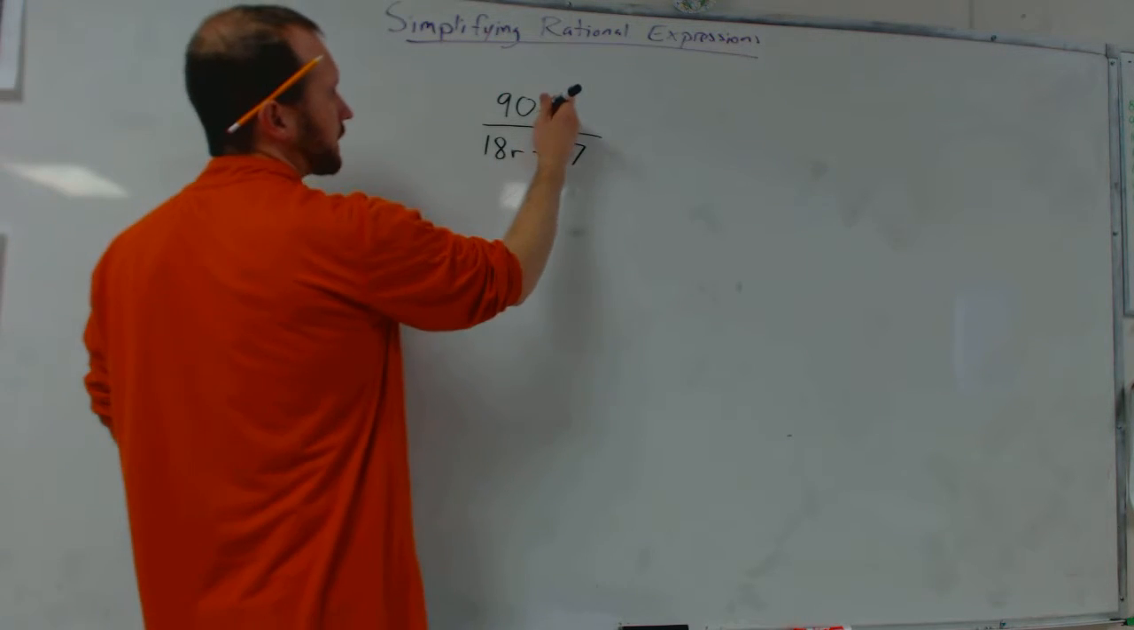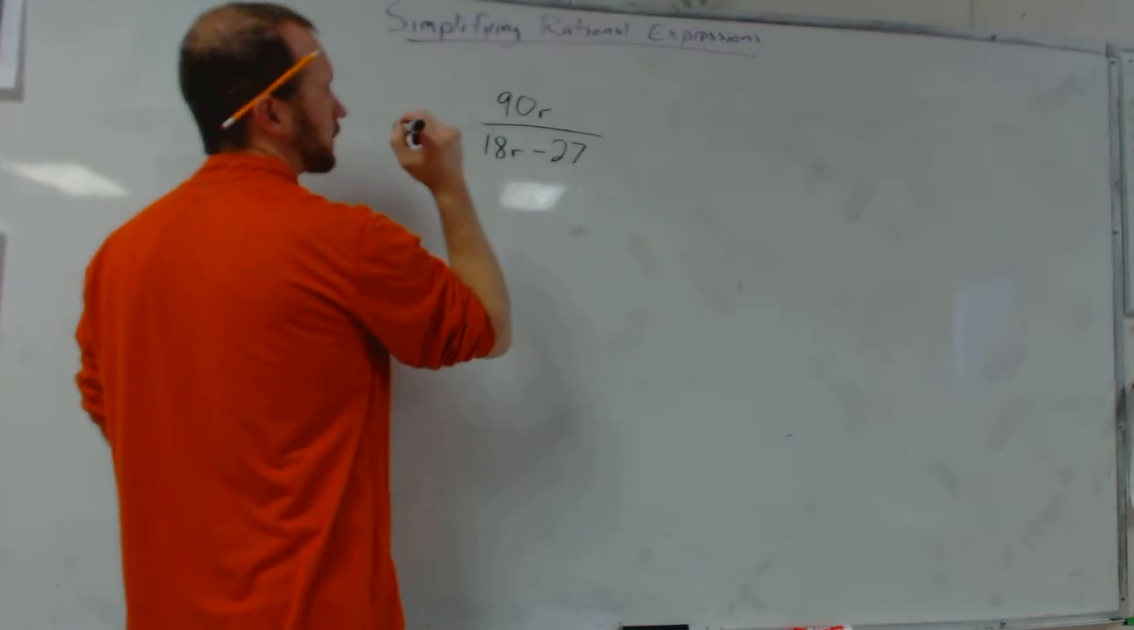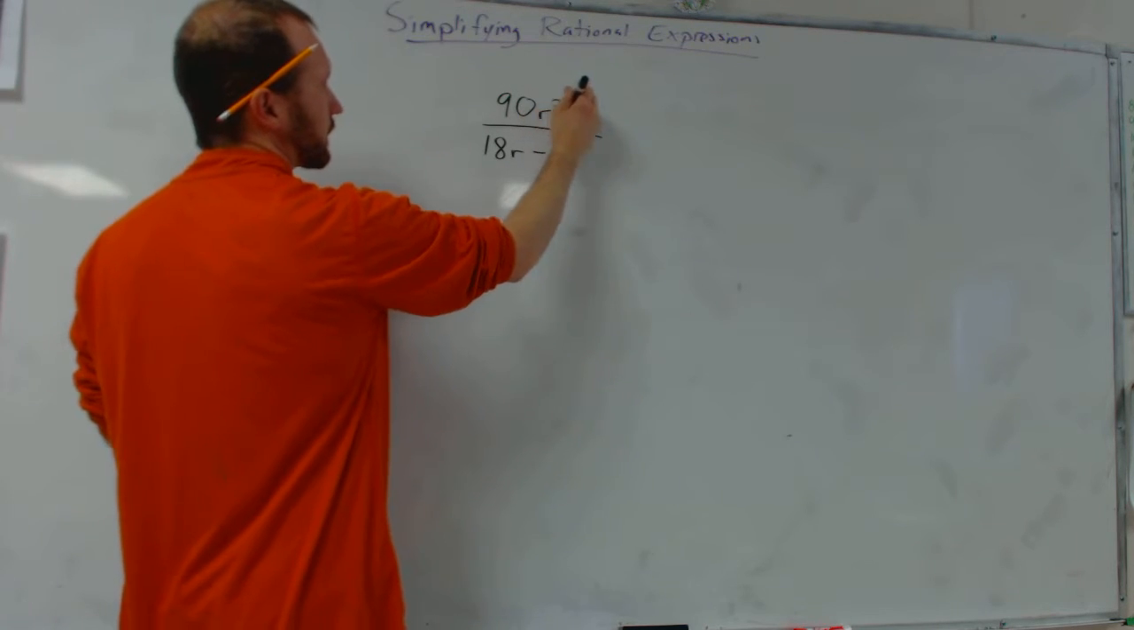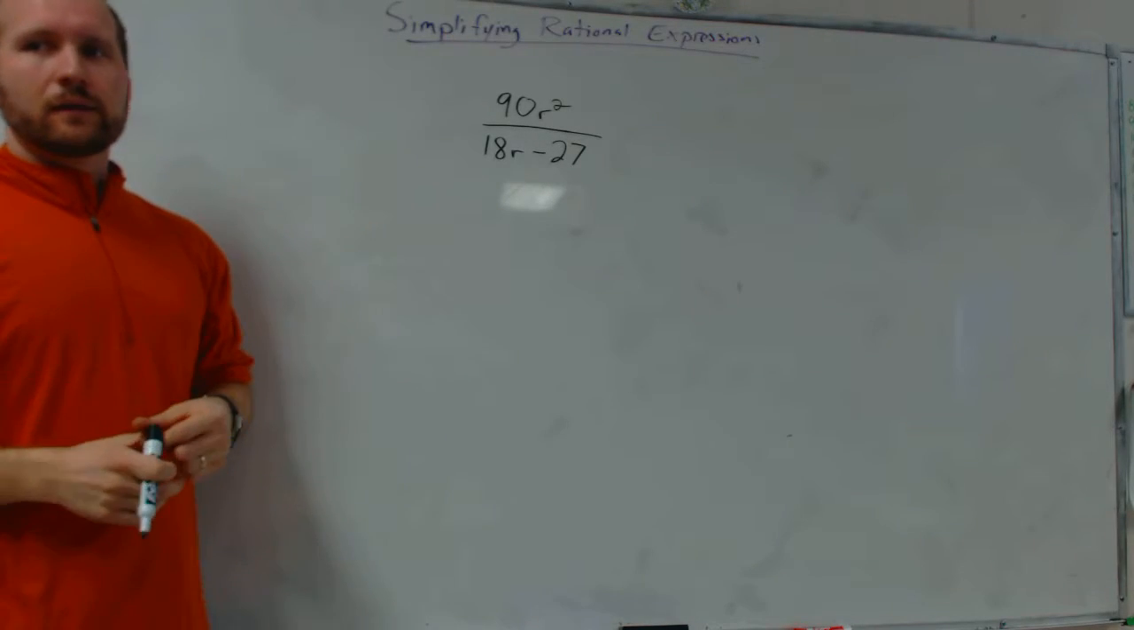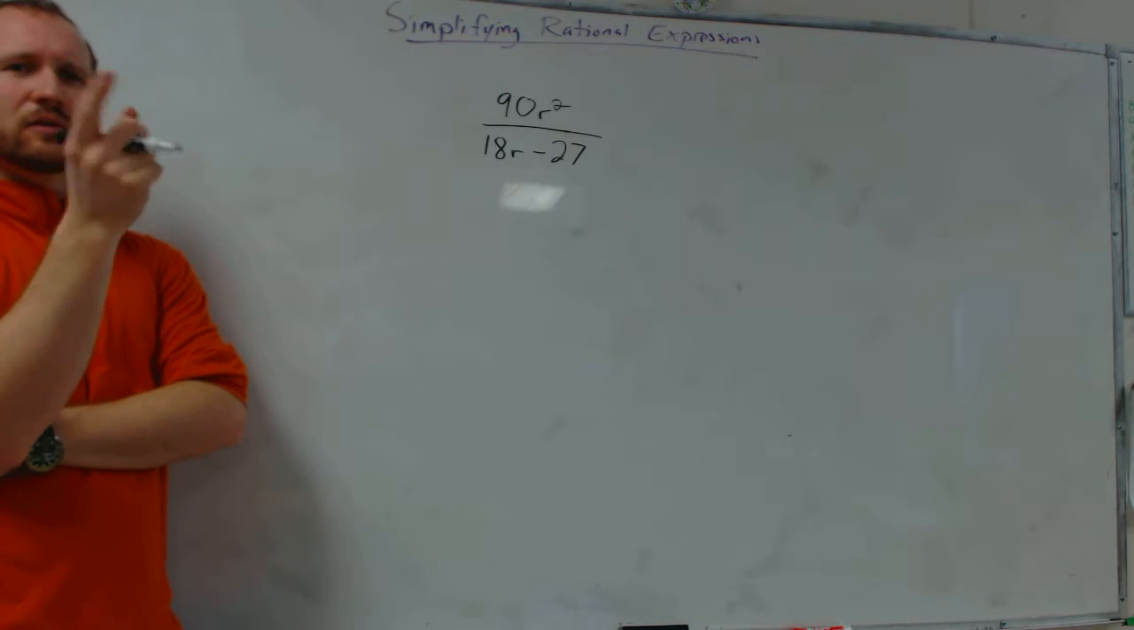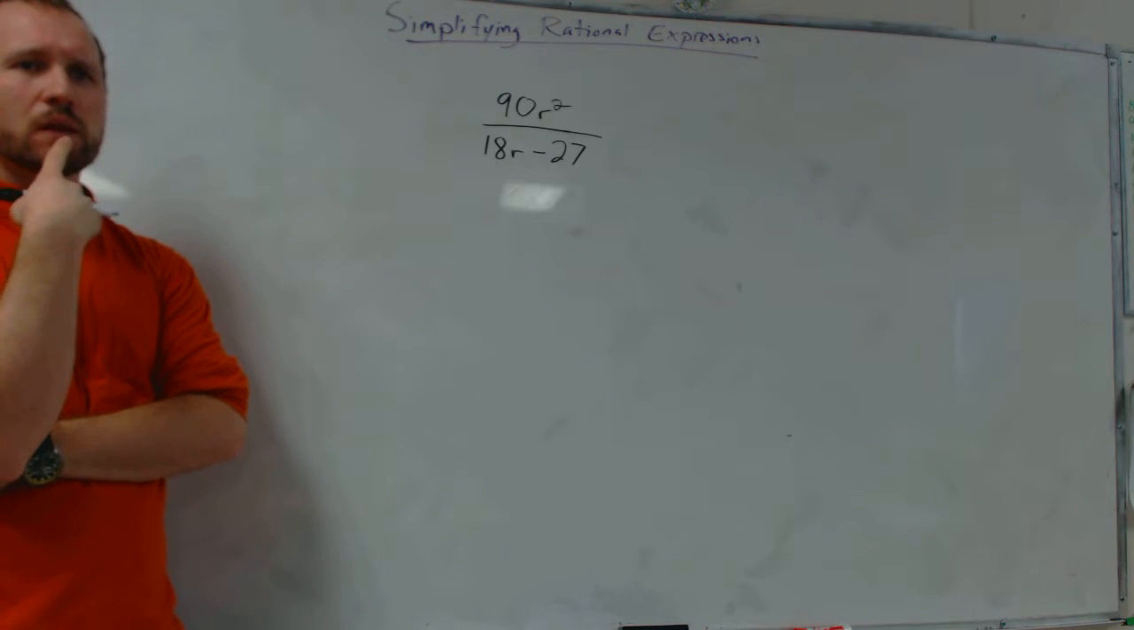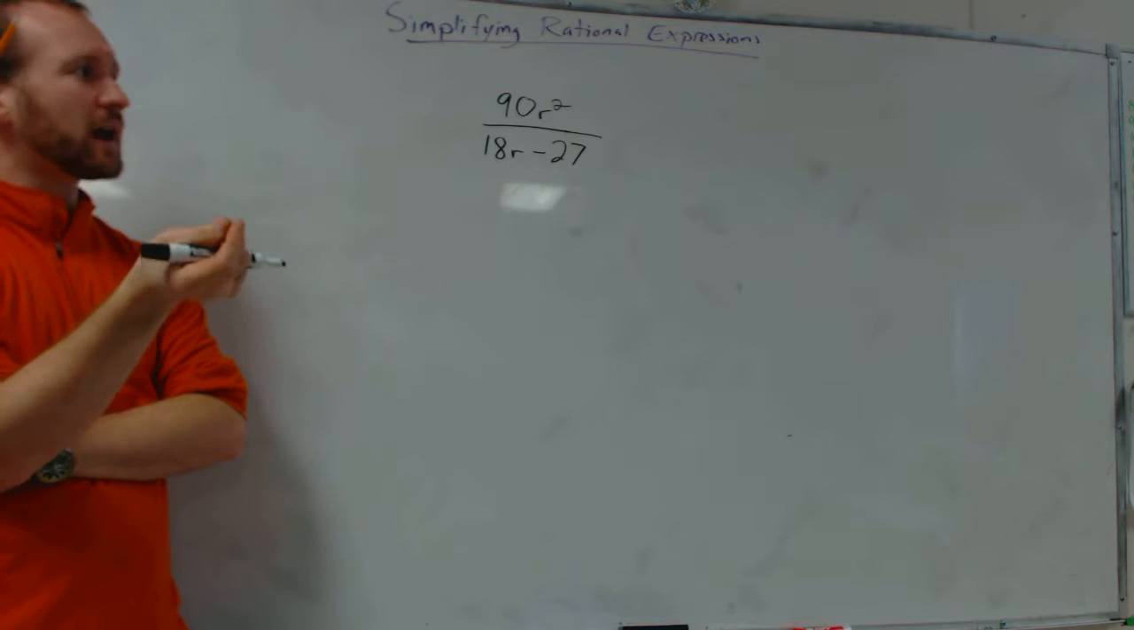Actually, I'm going to add an r here. Oh, okay. Let's take out r squared. Okay, you can take out the r. Okay, so what do I have to do first? Oh, you have to factor. I have to factor.